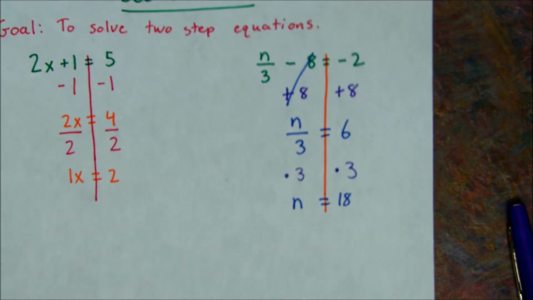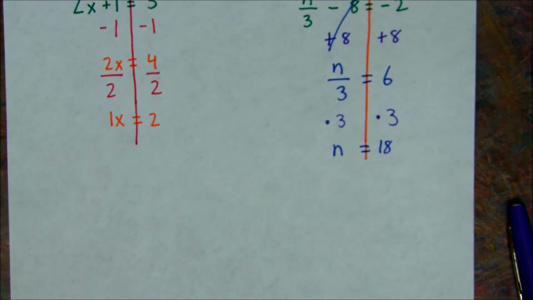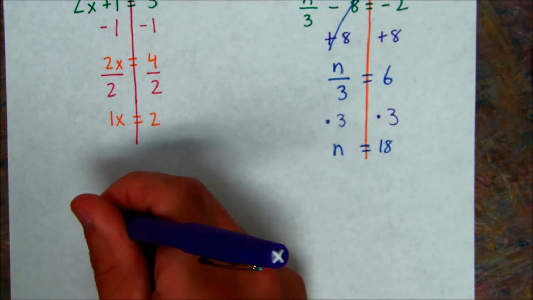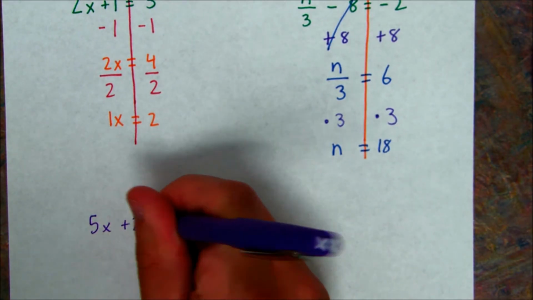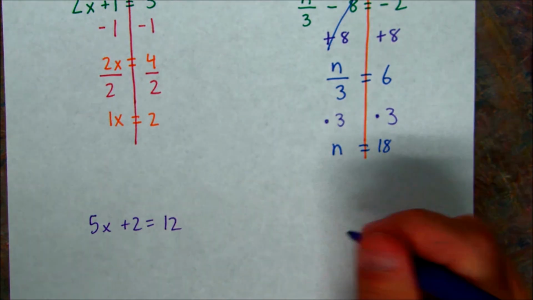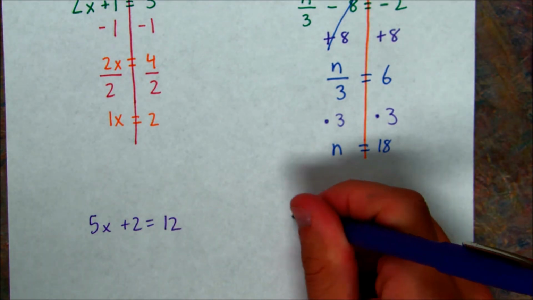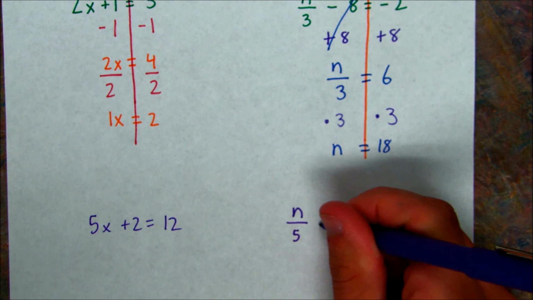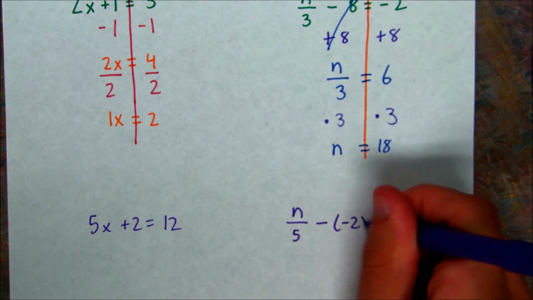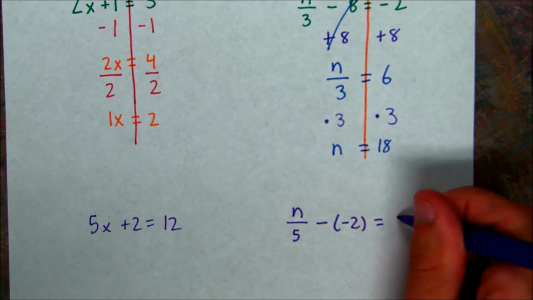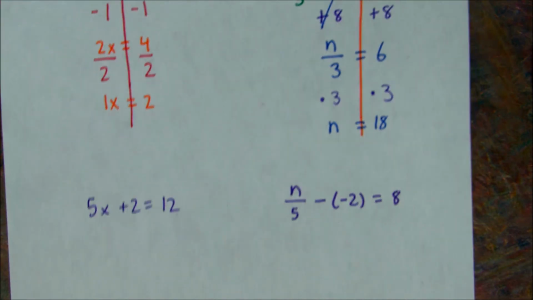Here are 2 more problems. 5x plus 2 equals 12. And n divided by 5 minus negative 2 equals 8. The video is going to pause, and I want you to solve these 2 equations.